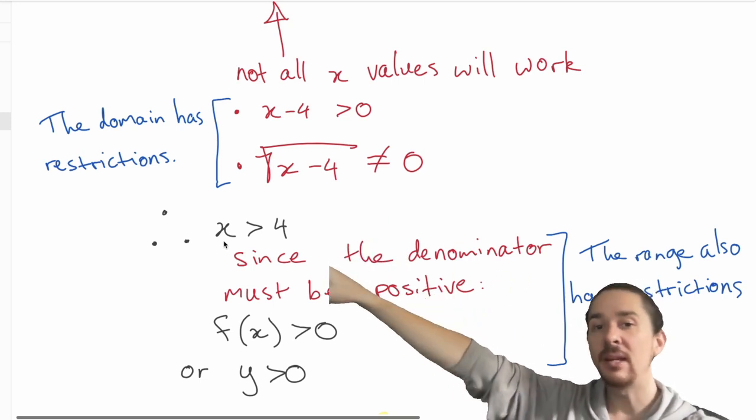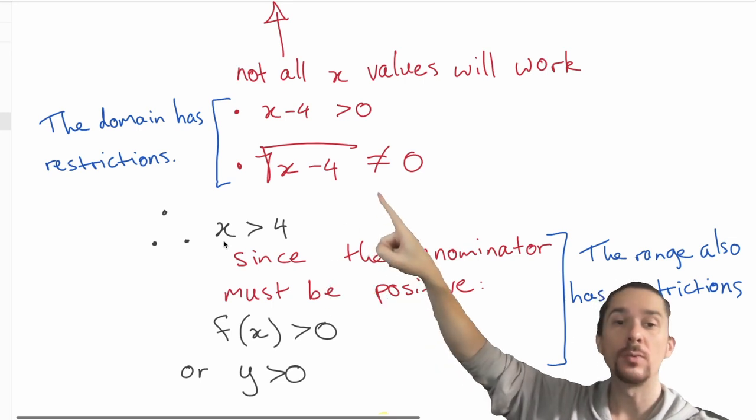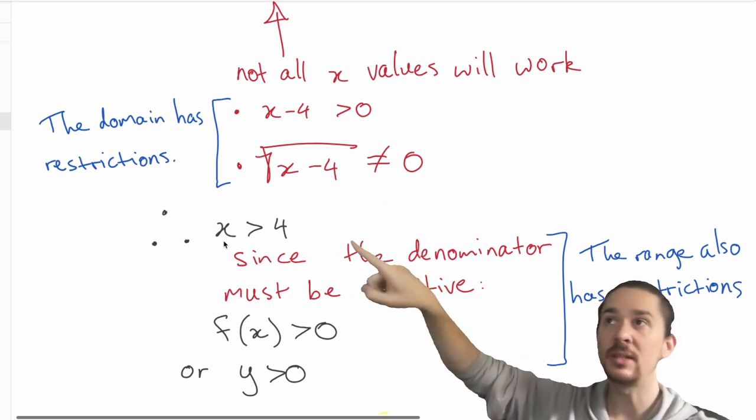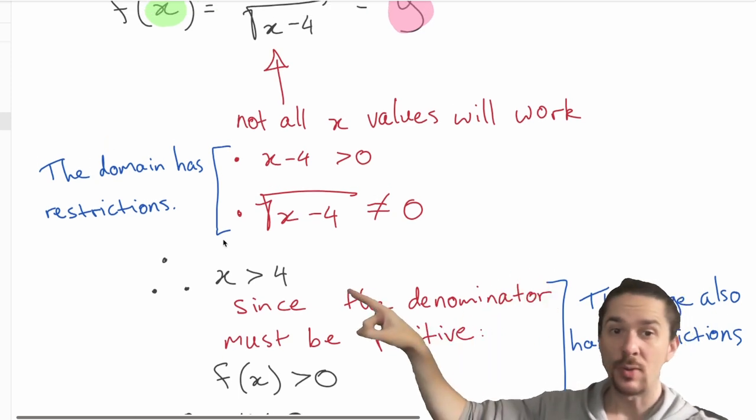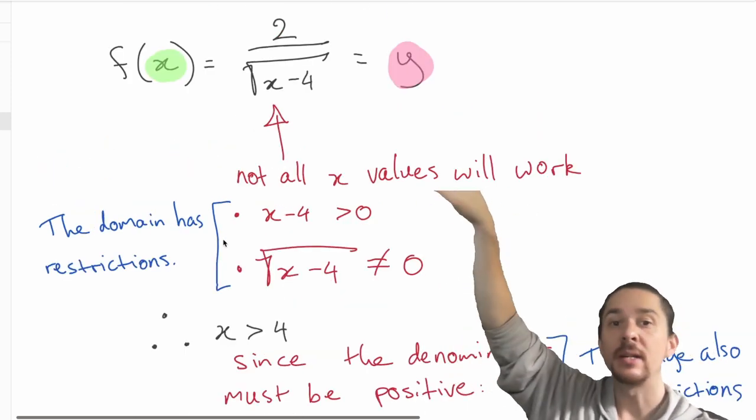X cannot be equal to 4 because if it was, the square root would be 0. So x is strictly greater than 4. So that is the domain. The domain is that x is greater than 4. For the range, what can come out of this?